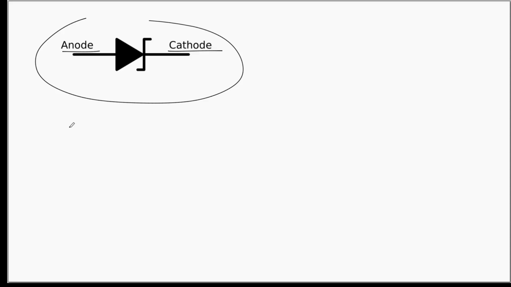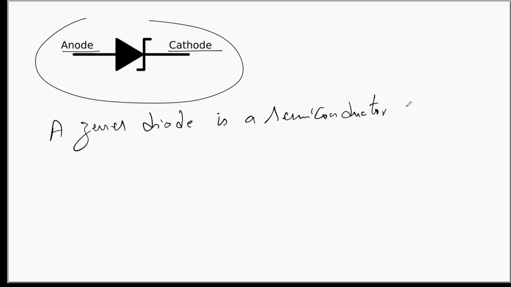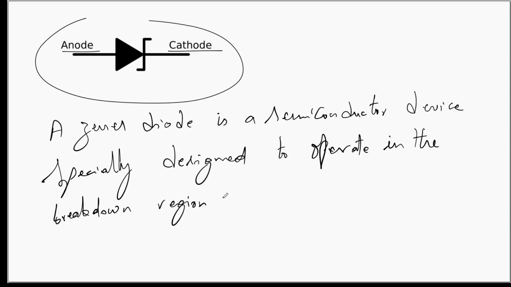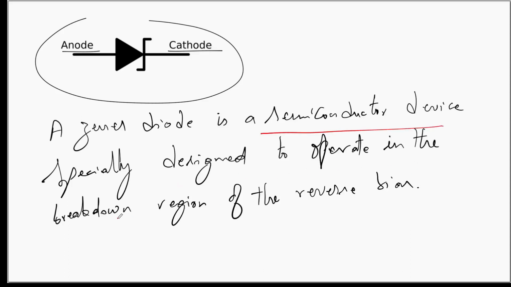A Zener diode is a semiconductor device specially designed to operate in the breakdown region of the reverse bias. The earlier PN junction diode is not designed to operate in the breakdown region, whereas this particular Zener diode is designed specially to operate in the breakdown region.